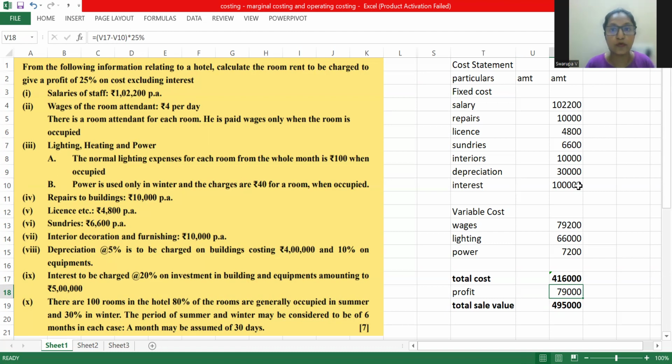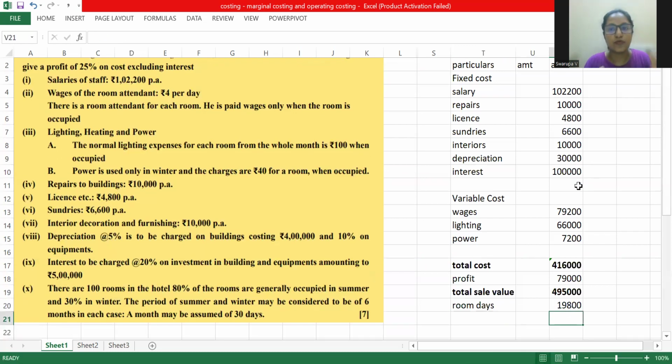So my cost is 4,16,000. I want a profit of 25% on my cost, excluding the interest component. So on 3,16,000, I need 25% profit, which is 79,000. So the total sale value that I have to attain during this 1 year is 4,95,000. And this I have to attain out of my room days, 19,800 room days in a year, right? So from 19,800 room days, I need to attain a sale value of 4,95,000.